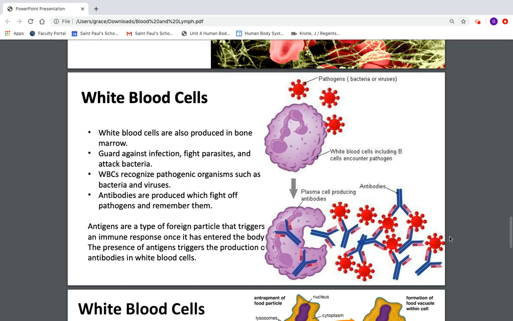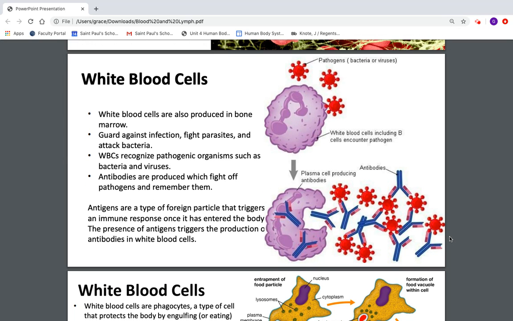So the next type of cells present in blood are white blood cells. White blood cells are mostly involved in the immune system. They are produced in bone marrow. Their main function is to guard against infection. They fight parasites, attack bacteria, basically any foreign materials in our body.